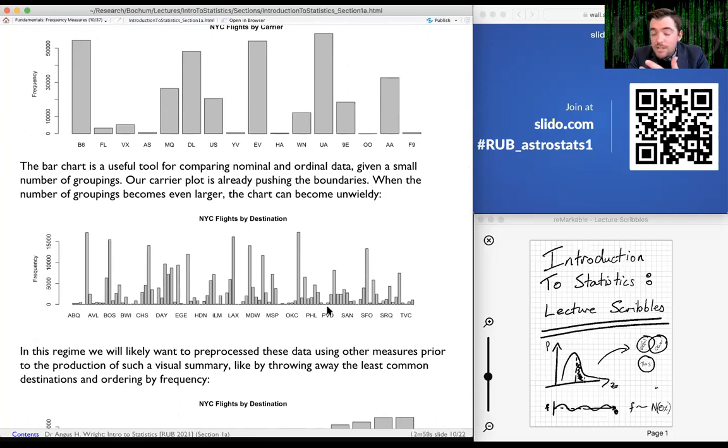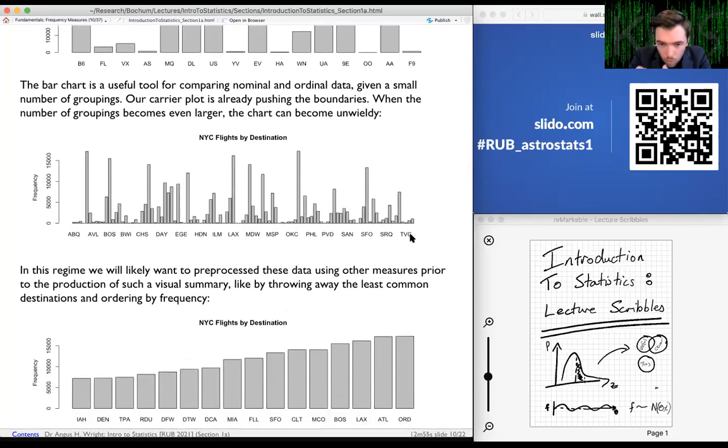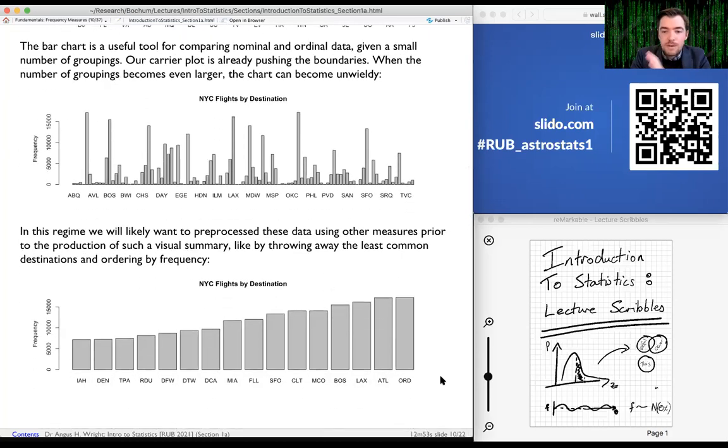We can make this a little bit easier to interpret if instead of saying I want to plot all destinations, you say I just want to plot the 15 most common destinations. And then all of a sudden the bar chart becomes useful again. Okay, so we can see that the most common destinations here are LAX, so Los Angeles, Atlanta, and ORD is Chicago, Chicago O'Hare Airport. So these three are the most common destinations for flights out of New York. And so this is just an example of how you can use this graphical representation in order to understand the data set for qualitative data.